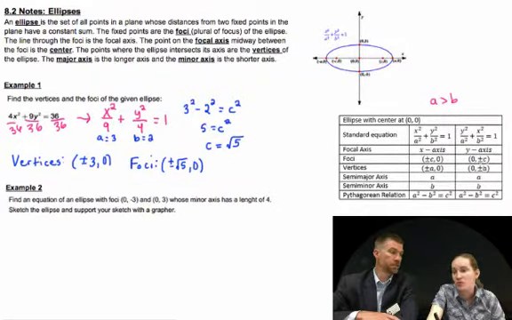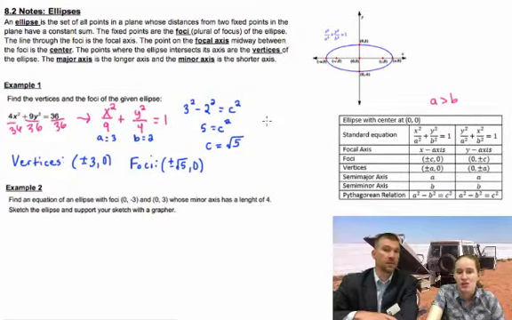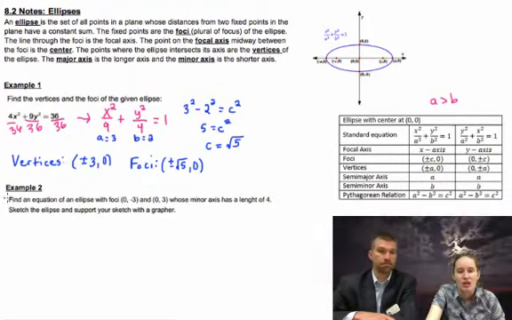If the bigger number had been with y, then you would have put them with y. The center of this ellipse, by the way, is at the origin, because we're not adding or subtracting anything to x and y. All right, example 2.